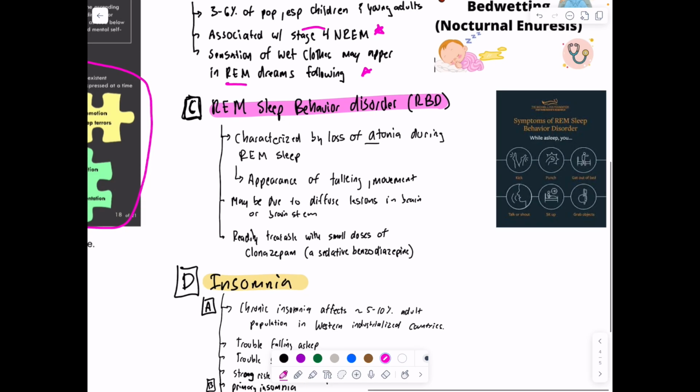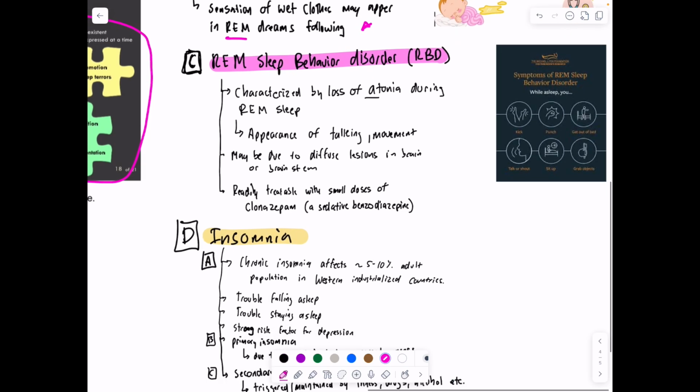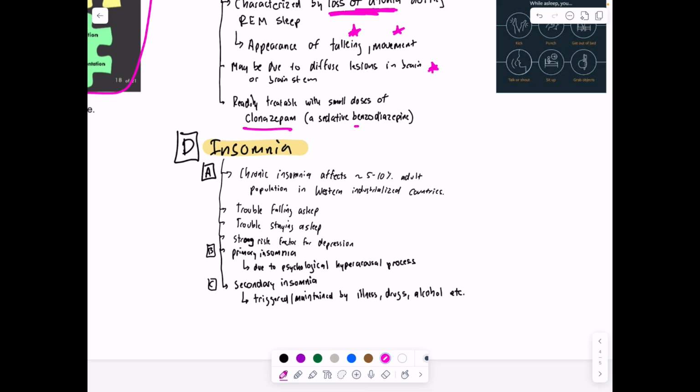And then second last, you have REM sleep behavior disorder, RBD, characterized by a loss of atonia during REM sleep. So you have REM sleep, but you do not have inhibition of your muscles, so you can still talk and move. This is thought to be due to diffuse lesions in the brain or brainstem, but it's readily treatable with a benzodiazepine, clonazepam.